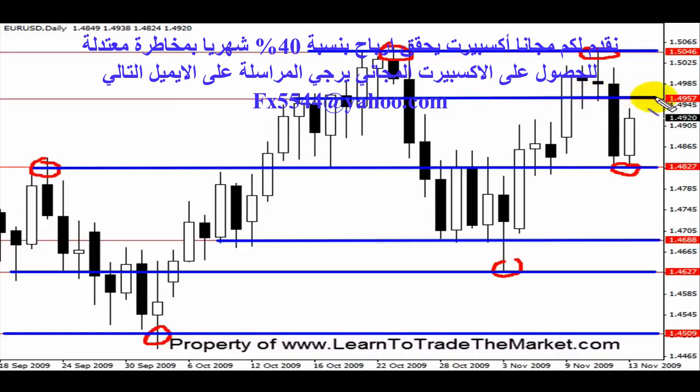You'll see 149.57. If I just circle this, you can see this little rejection here, this rejection here, and this top here. This is what I mean. It's not perfect, but you've still got to draw these lines in.